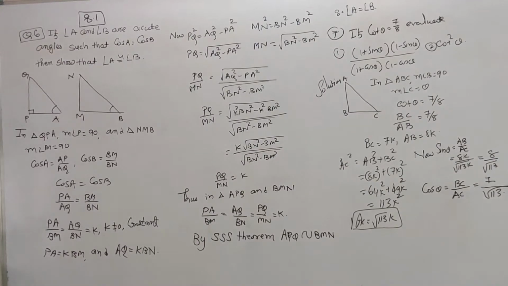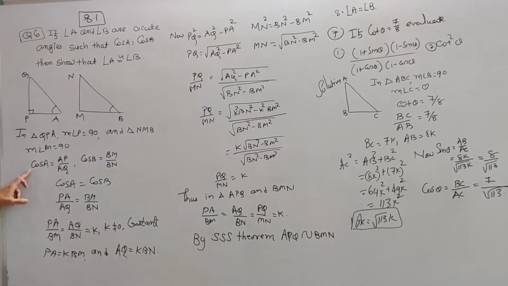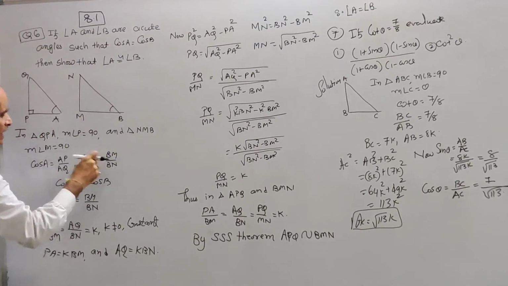Well, let me draw the figure first. In triangle QPA, measure of angle P is equal to 90, and in triangle NMB, measure of angle M is equal to 90. What is given to you in this example? That is cos A is equal to cos B. So let us find out cos A. You know cos A means adjacent side upon hypotenuse. So adjacent side means AP upon hypotenuse, that is AQ. Similarly, cos B is equal to BM upon NB.